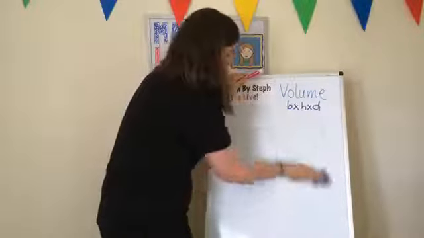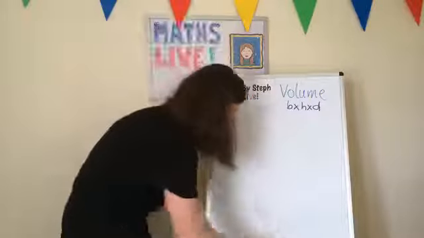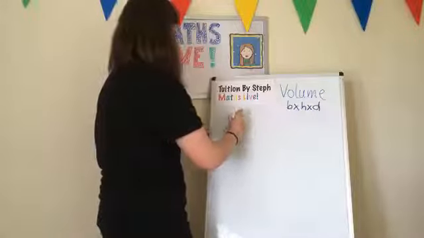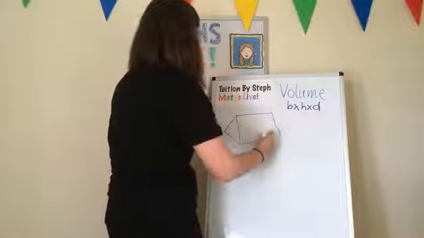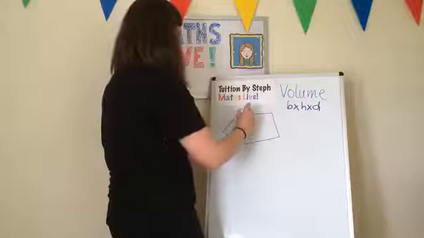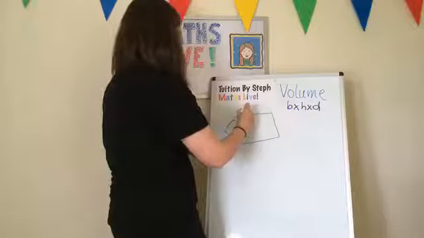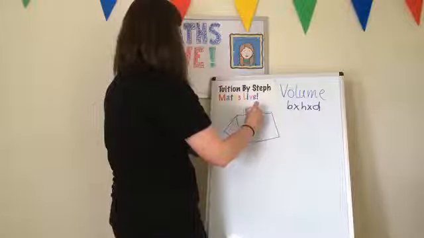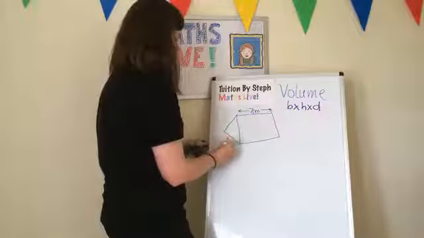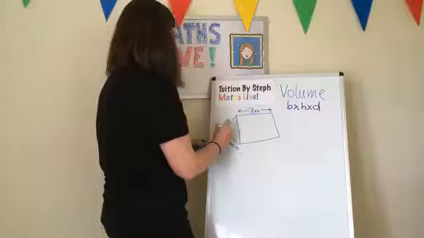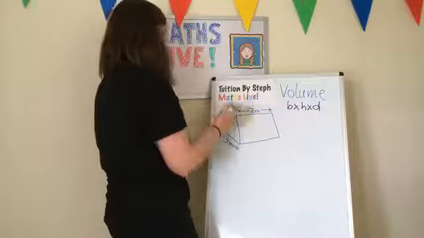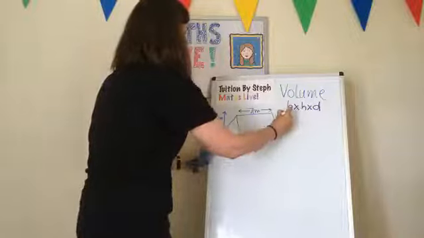Might have to think of a really hard one. Oh, right. This one. We do another Toblerone here, or a tent, maybe a tent. So the depth I'm going to do is 7 centimetres. I'm going to do the base as 3 centimetres, and the height I'm going to do as 5 centimetres. That's question one.